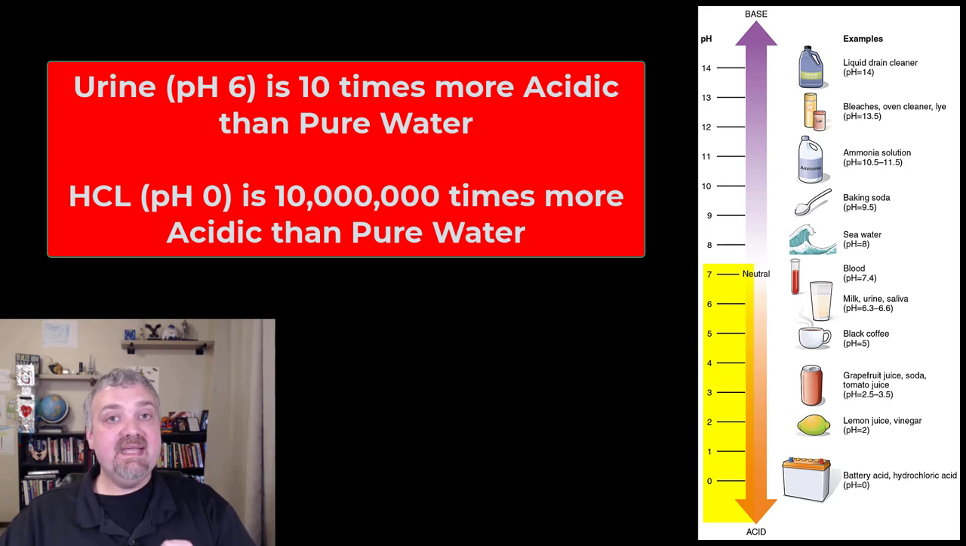All right, so that's what it means to be an acid or a base. That's the pH scale, and that's what it means when we say it's a logarithmic scale.